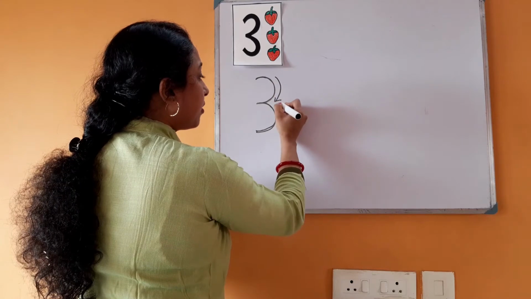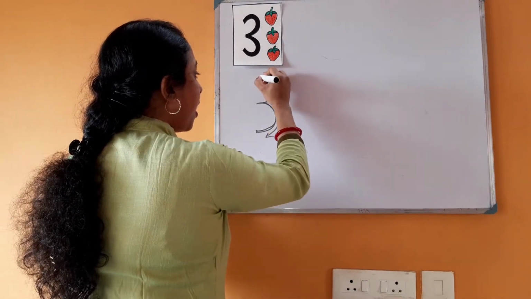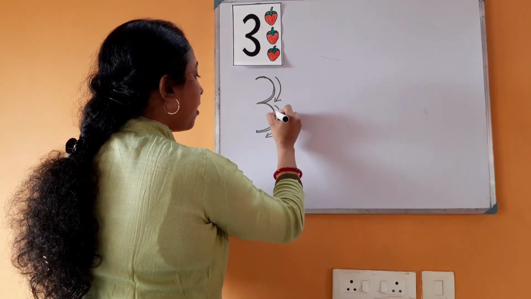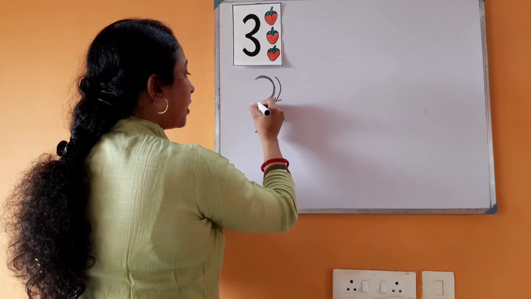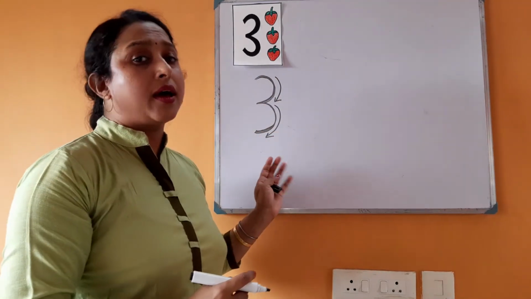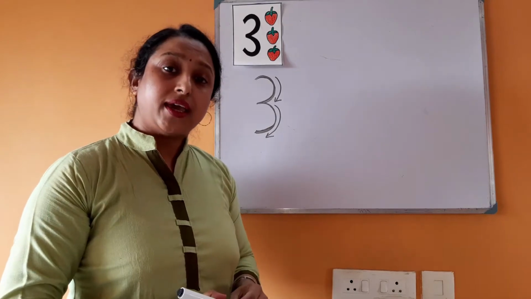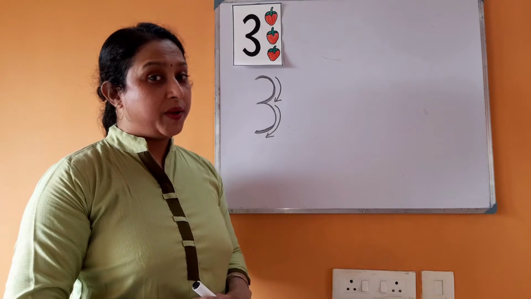Half a circle, half a circle, to make the number 3. Yes, this is number 3.